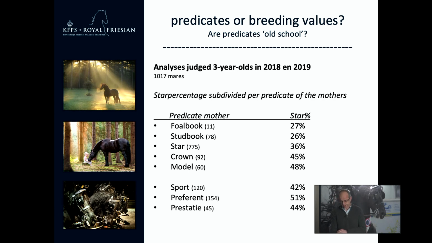You can see that 11 3-year-olds were from Volboek mares, and 27% of them became star. There were 78 from a studbook mare, and 26% went star. 775, the majority of the mothers, were star, and 36% of the offspring became star. There were 92 crown mothers with 45% star, and 60 model mares with 48% star. So you can see that the model mares do better as brood mares than the crown mares, and they do better than the star mares, and the star mares do better than the studbook mares.